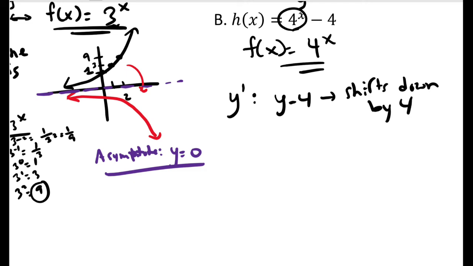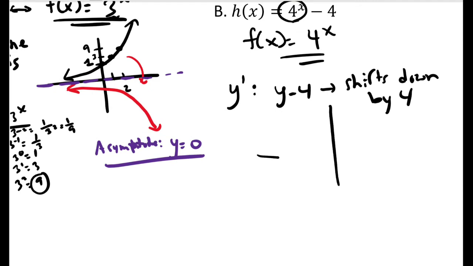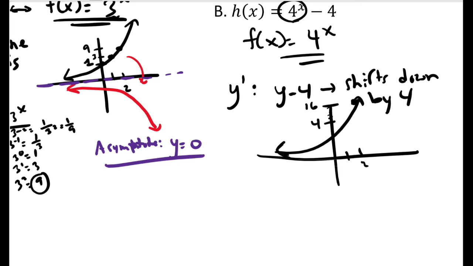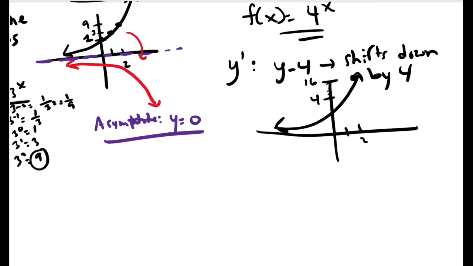All right, so then all you've got to do is take the parent function, which we know looks kind of like this. The only difference is now when x is 1, you're going to get 4. And when x is 2, you're going to get 16. So it just grows faster. It grows pretty fast. Of course, this is not to scale. And then to shift down by 4, if this is going to be 1, then now it's going to be down 4. So it's going to be down at a negative 3.